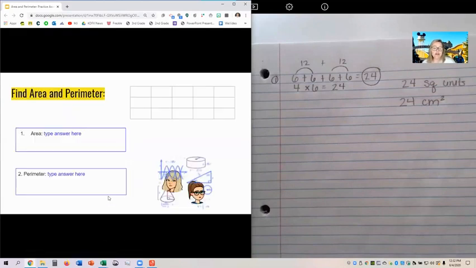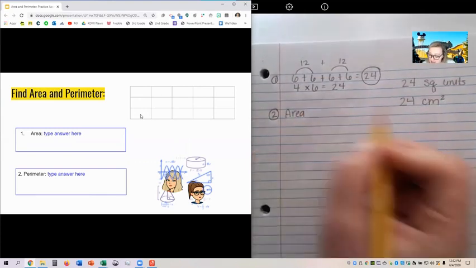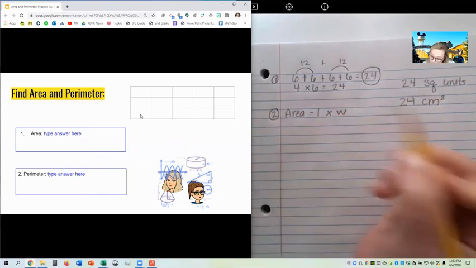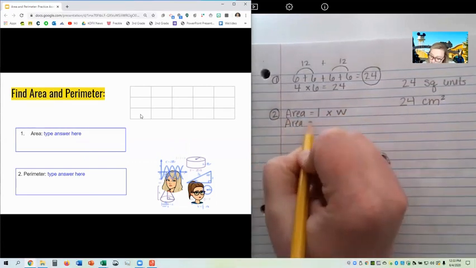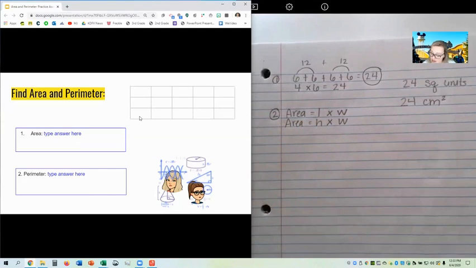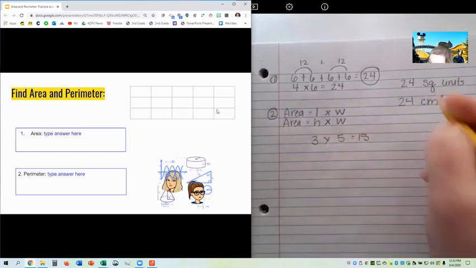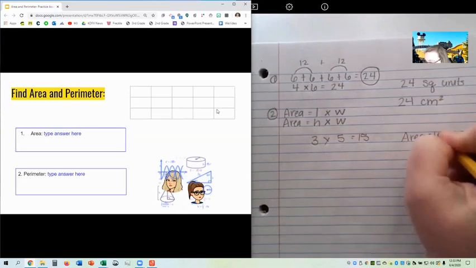So another basic for area and perimeter, this one gives us an array, and this connects us to the area model. So we're going to talk about 3 down, and we're going to go how many across? 5. So for problem number 2, to find area, we're going to multiply the length times the width. Sometimes you might see it referred to as height times width. So how tall is the figure? And we would say 3. And then how wide is the figure? Watching the mouse, 1, 2, 3, 4, 5. So 3 times 5 is 15. So our area is 15.